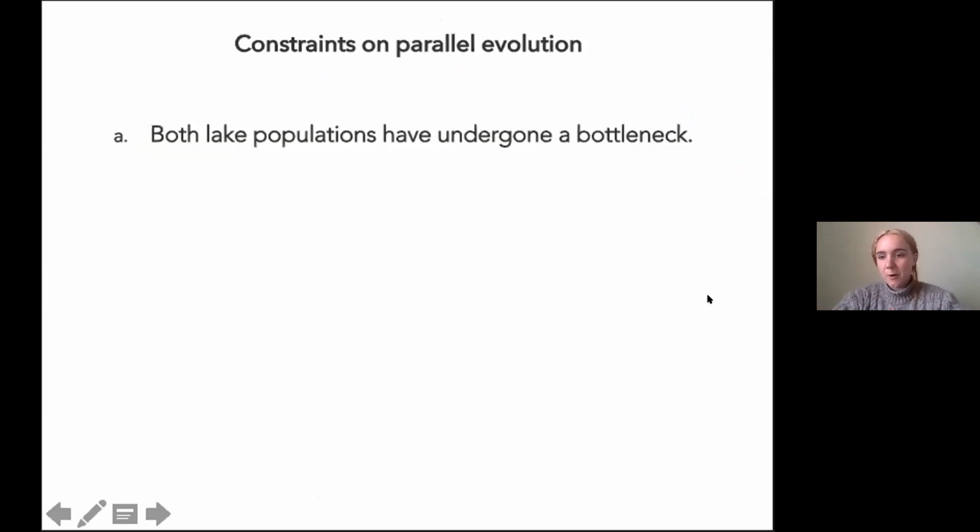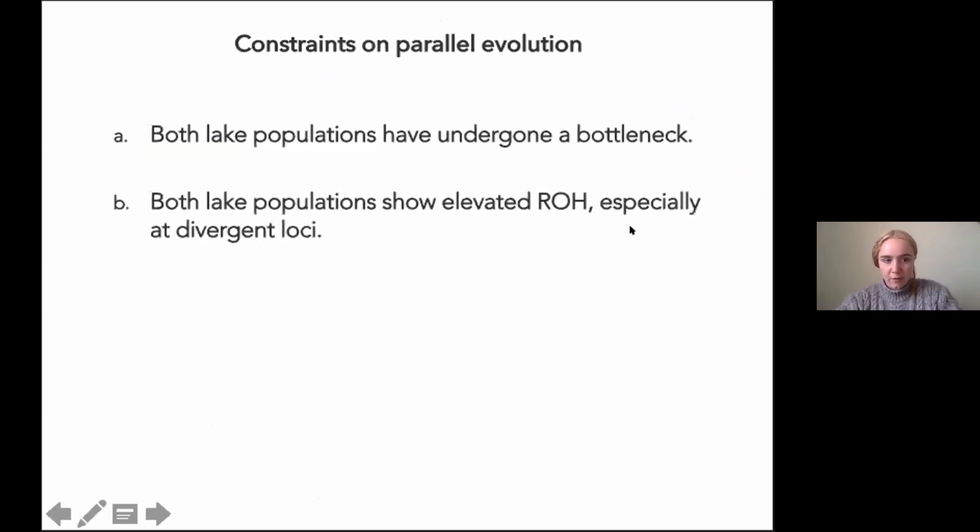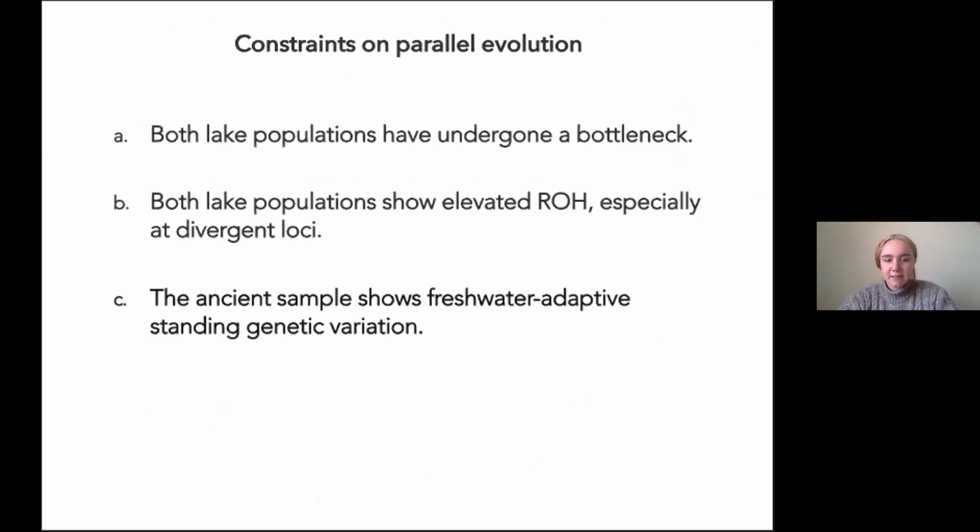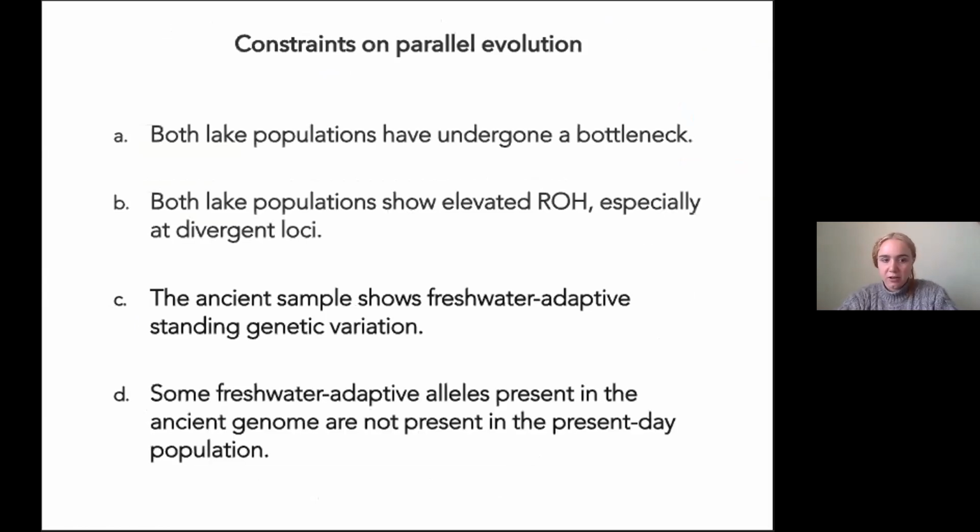So let me sum up what I told you in this last part of my talk. We've seen that both lake populations have undergone a bottleneck, that both lake populations also show elevated runs of homozygosity, especially at the divergent loci. Then we've seen that the ancient sample actually shows some freshwater adaptive standing genetic variation, and that some of these freshwater adaptive alleles either never got established or even got lost in the population because they're not present in the present day population.